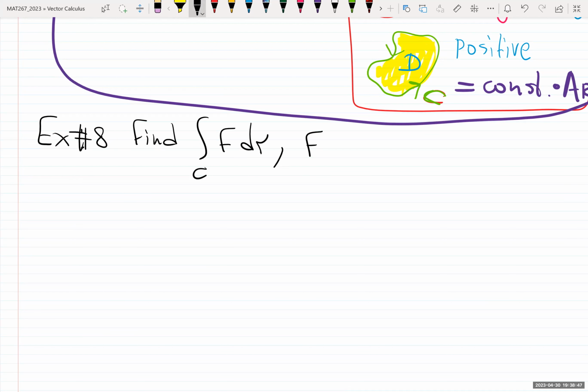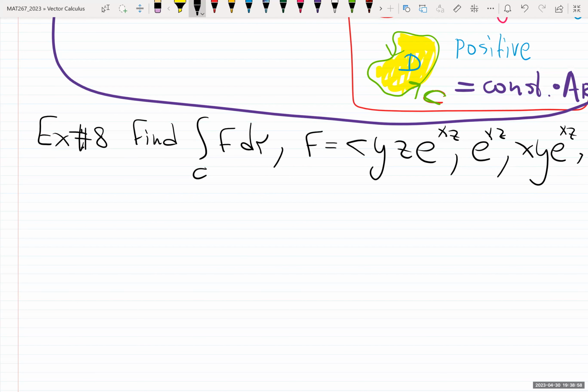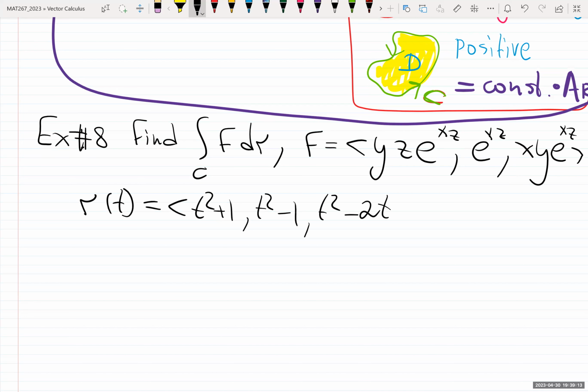Find the integral of F dot dR, where F is (yz e^(xz), e^(xz), xy e^(xz)). Oh my goodness, that's a lot of stuff. And then if you're lucky, R is given. R is (t squared plus 1, t squared minus 1, t squared minus 2t). And they even gave you t from 0 to 2. That is such a big luck.